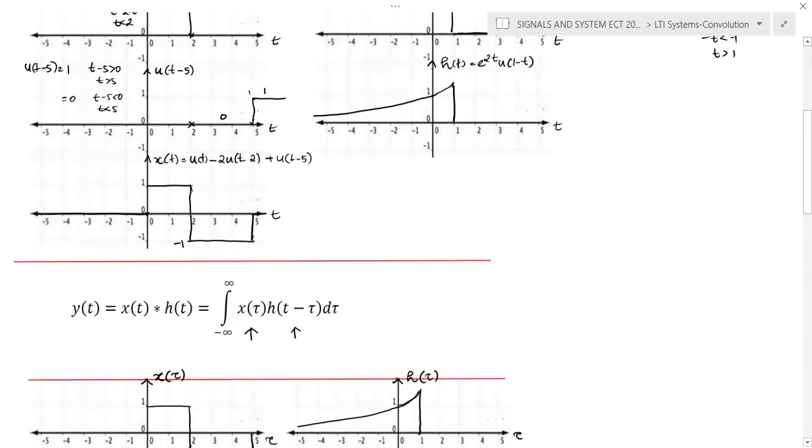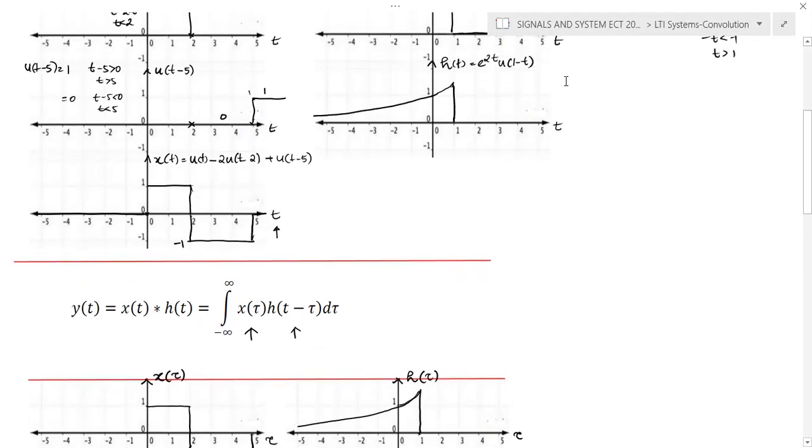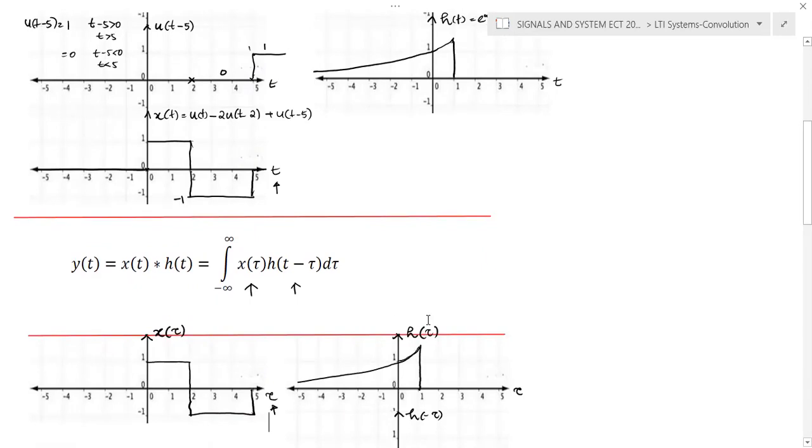So if you know x of t, simply you can find out x of tau by simply replacing the variable. So here you can see the variable is t. Now we can change the variable to tau. So you'll get exactly the same waveform by simply changing t to tau. So you can see x of t and x of tau are similar in shape, but the variable here is tau. Similarly, if you know h of t, simply you can find h of tau by simply replacing t with tau. So now we can see the variable is tau.